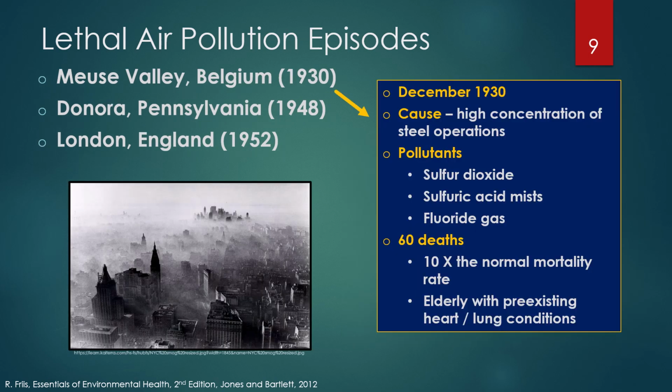The Meuse Valley episode occurred in December 1930 and was attributed to a high concentration of steel industry plants, including foundries, mills, coke ovens, and smelters, that produce sulfur dioxide, sulfuric acid mist, and fluoride gas. This episode caused approximately 60 deaths over the last 2 days of the incident, a mortality rate of 10 times normal. Most of these fatalities occurred in elderly individuals who had pre-existing heart and lung conditions.